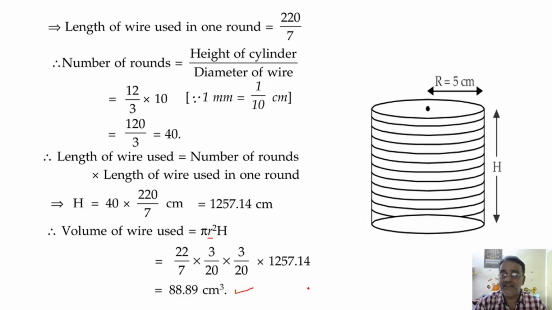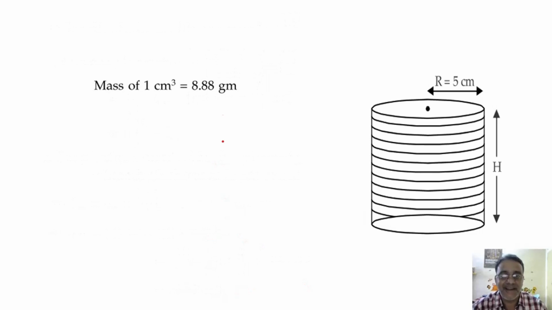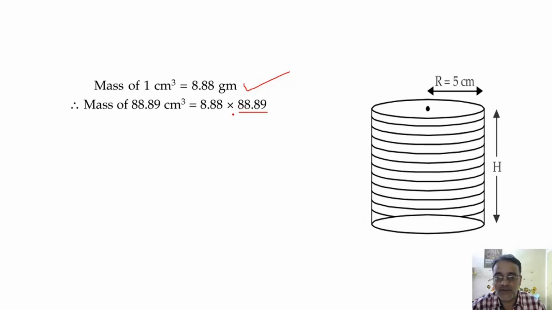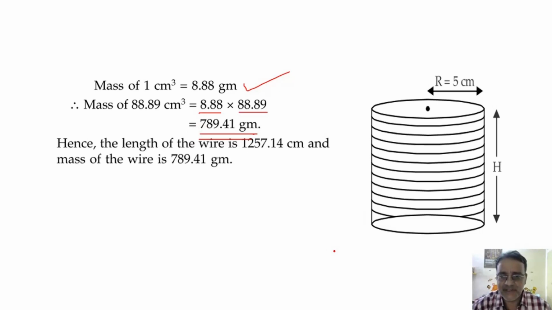The mass of 1 centimeter cube is given in the question, that is 8.88 gram. So the total mass will be equal to 88.89, the volume in centimeter cube, into 8.88. So approximately we get 789.41 gram. Hence the total length, that is capital H, is equal to 1257.14 centimeter, and the mass of the wire is equal to 789.41 gram. Any doubt in this question?